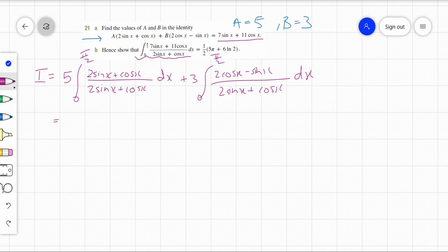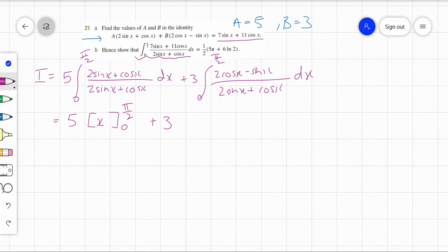Alright, so this one's nice and easy because you can see it's 5, 2 sine x plus cos x on 2 sine x plus cos x, so that's really 1. The integral of 1 being x if we integrate with respect to x. So we're really going between 0 and pi on 2 for x for that one.